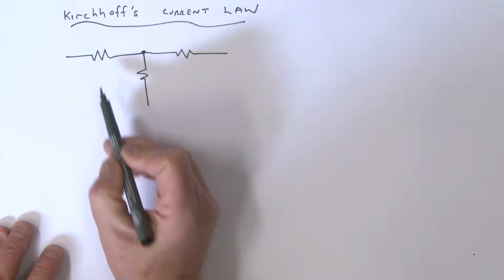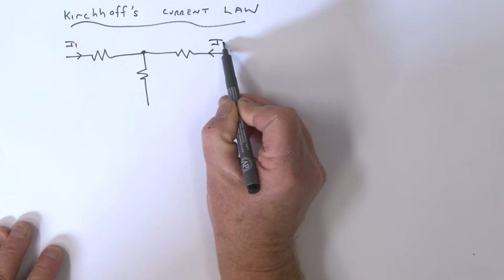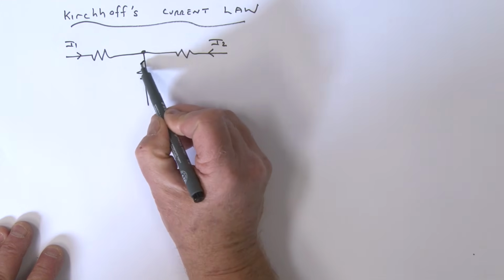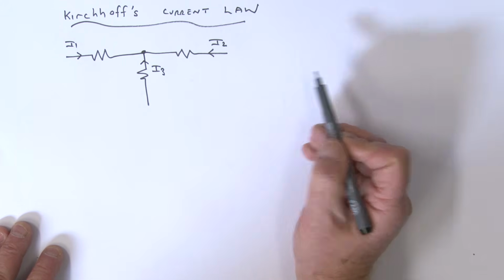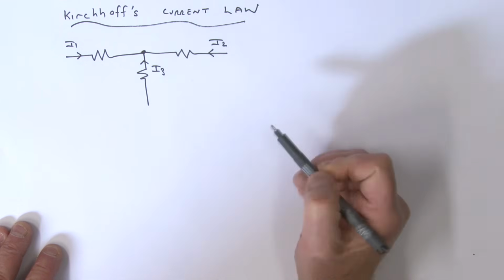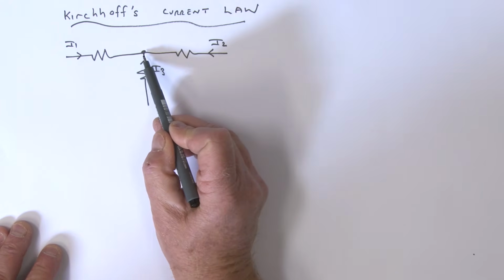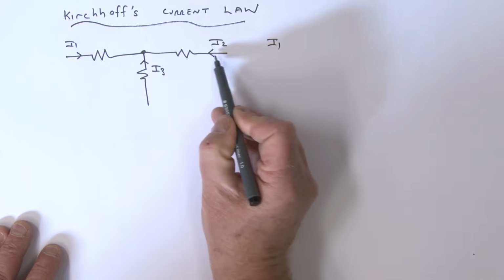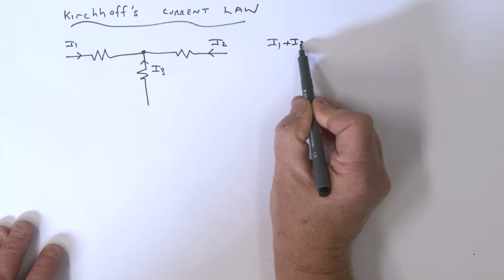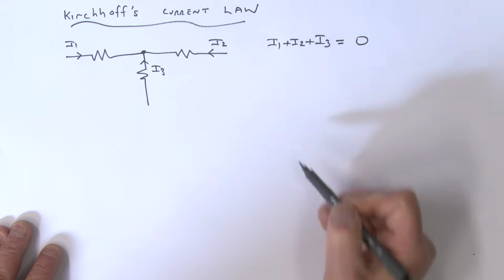All right, so let's define a current direction I1 here. Let's say we've got a current I2 coming in here, and let's say we've got another current I3 coming in here. Well, Kirchhoff's current law simply states that, as I said before, the sum of the currents entering this node is equal to 0. All right, so a little convention. If the current's going into the node, we're going to call it positive. If it's going out of the node, we're going to call it negative. So this is going in, so we've got what? I1, positive. This is going in, plus I2. This is going in, plus I3, and all of that is equal to 0.